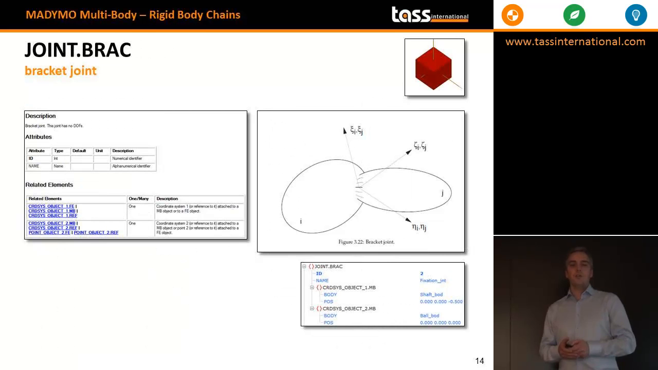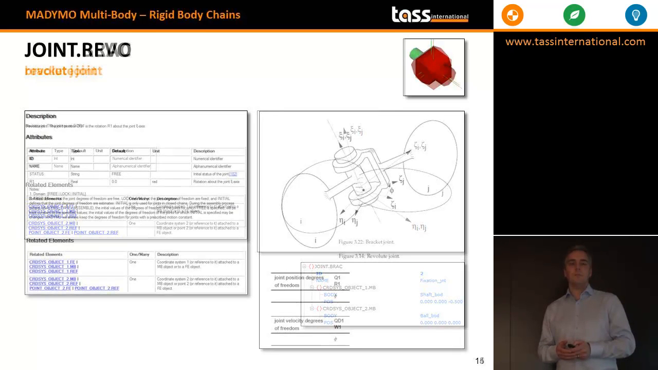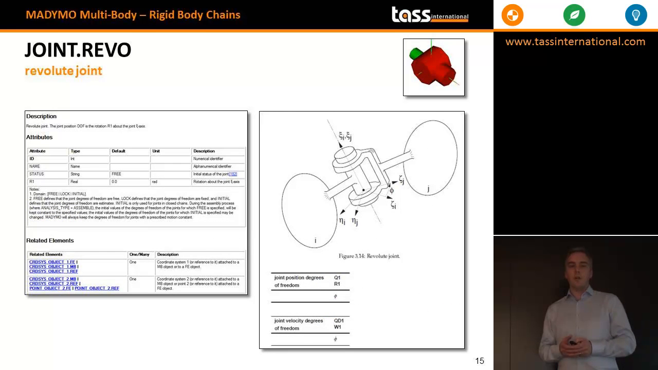A few joints to show as an example. You see here the joint.brac, the bracket joint. As mentioned, this is the most simple joint in MADYMO, which is in fact a rigid link between two bodies with 0 degrees of freedom. A revolute joint has 1 degree of freedom, a rotational degree of freedom, of course. In the pictures on the left side you see manual explanations of the joints, and on the right side you see a picture from the manual.